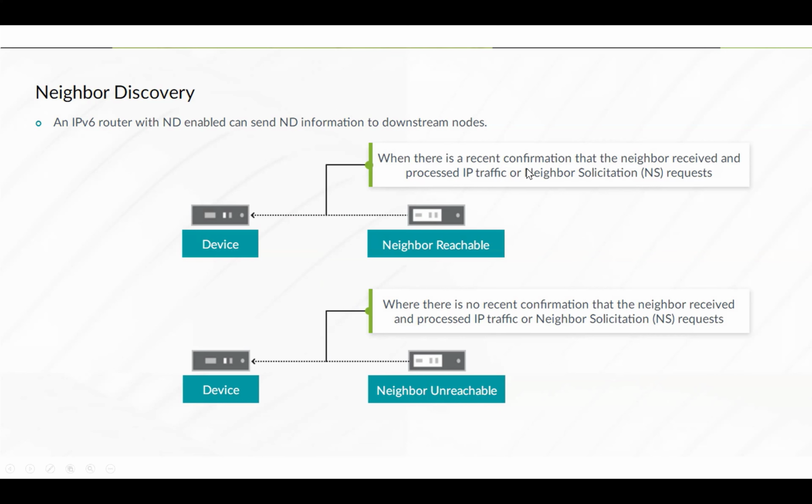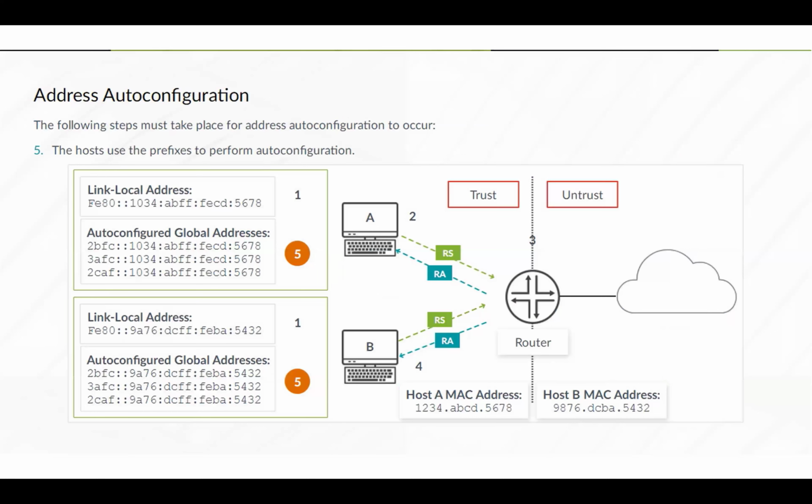So when there is recent information that the neighbor received and processed IP traffic or a neighbor solicitation request, and when there is no recent confirmation that the neighbor received and processed IP traffic or a neighbor solicitation request, that means if you disable ND, it will not send any neighbor solicitation request. So if you enable ND, it will send a neighbor solicitation message to the downstream router.